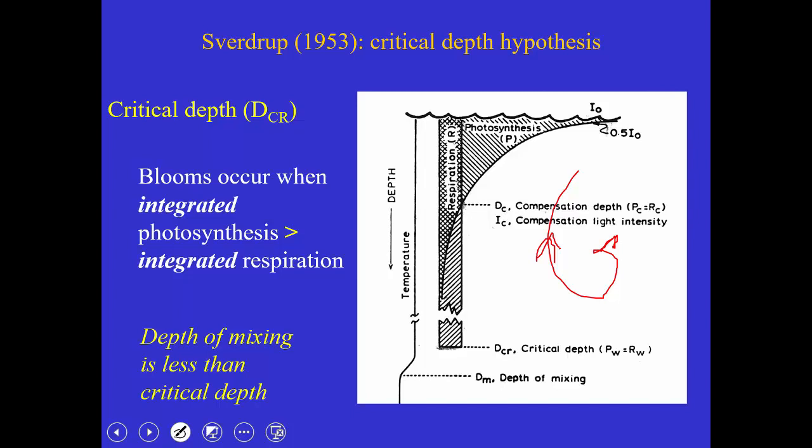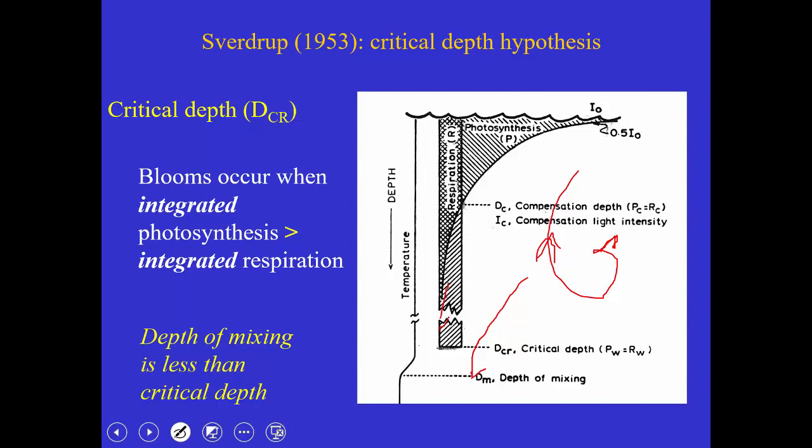And so if we look at this diagram right here, the question is will a bloom occur or not? Unfortunately, this is a recording, so I can't see what your answer is, but I hope you're thinking about that. So the answer is no, because these organisms are going to be mixed all the way down here, and so they're below the critical depth.